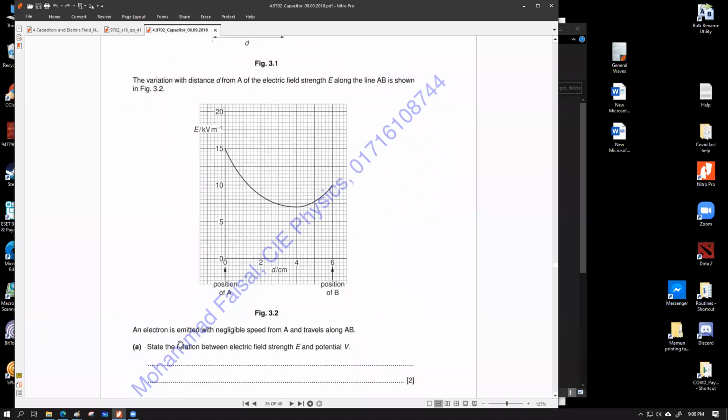So see the relationship between electric field strength and potential. So the answer is simple. E equals to minus dV by dr.